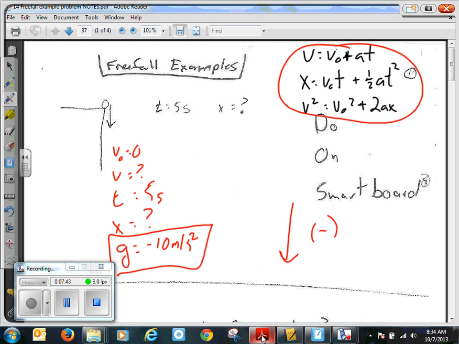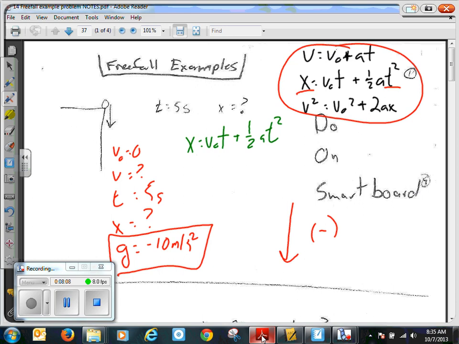Okay, so I'm looking at my formulas. What do I have? Well, I don't have a lot. I have time. So I need x and time in one. Oh, look, here's x. Here's time. Okay, I think maybe I'll use that one then. Okay, so I'm going to use that formula. x equals v sub naught t plus 1/2 at squared.